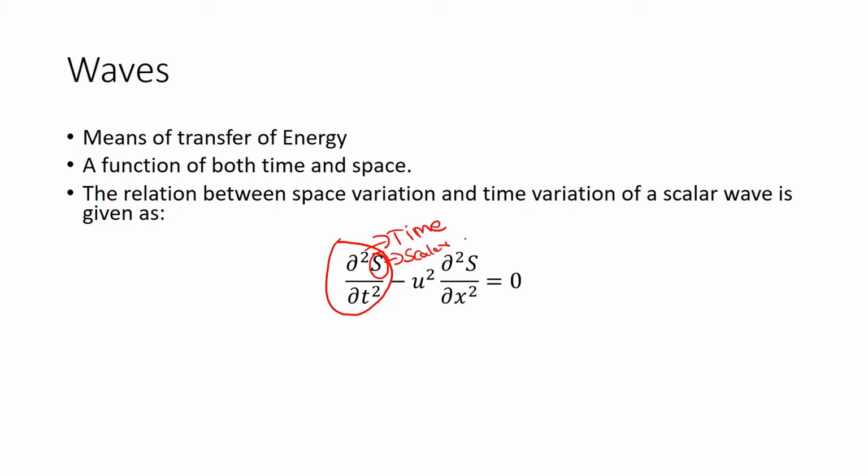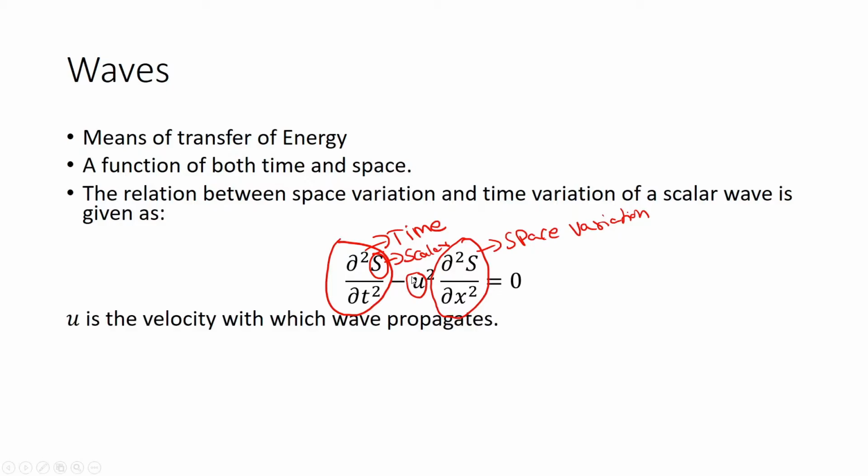And this is the space variation. That is, it is varying with respect to x. This is time variation and this is space variation. These two are related with a variable u, which is called the propagation velocity. This is the velocity with which the wave is traveling.